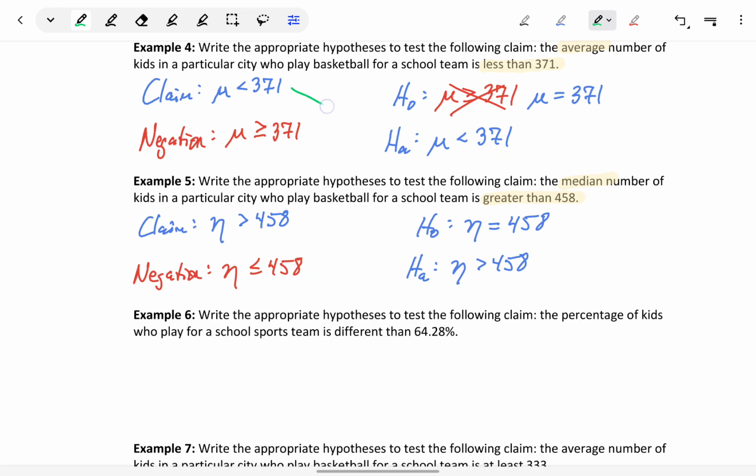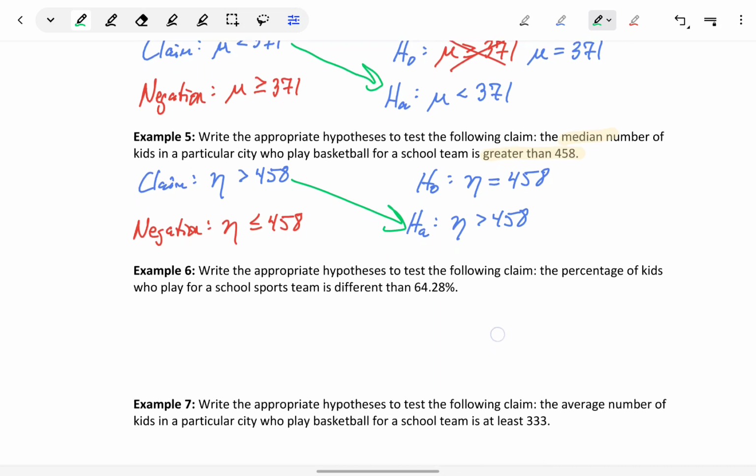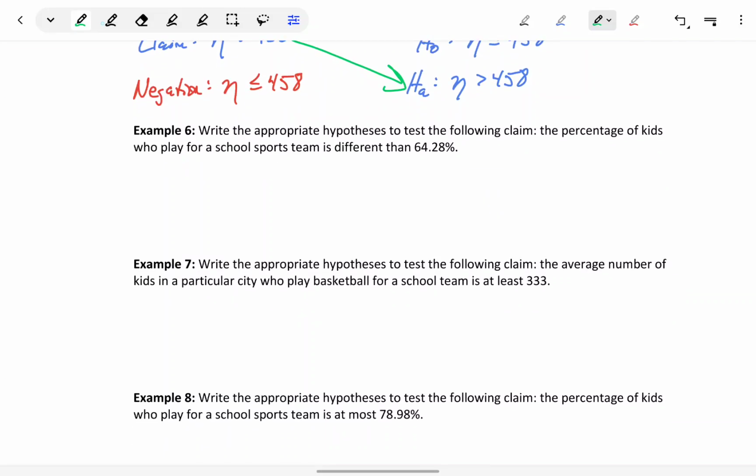In each of these cases, the claim became the alternative hypothesis. But that's not necessarily always the case. It will be one more time in example 6, but then we'll see some cases where that's not true. In example 6, the percentage, so we're dealing with a population proportion, of kids who play for a school sports team is different than 64.28%. Different than would be the same thing as saying P is not equal to 0.6428.